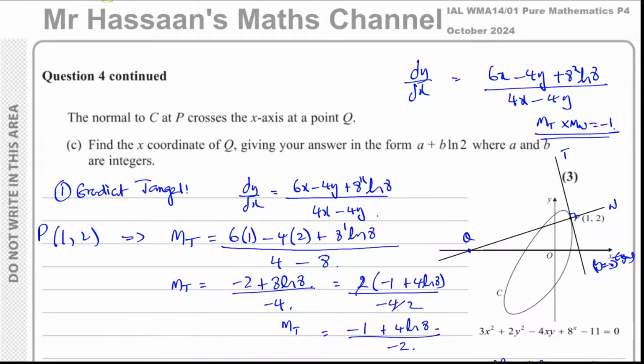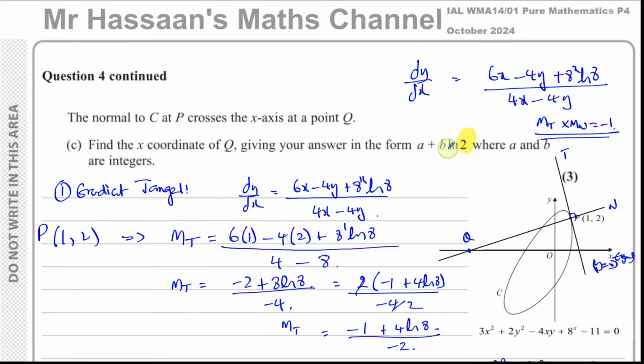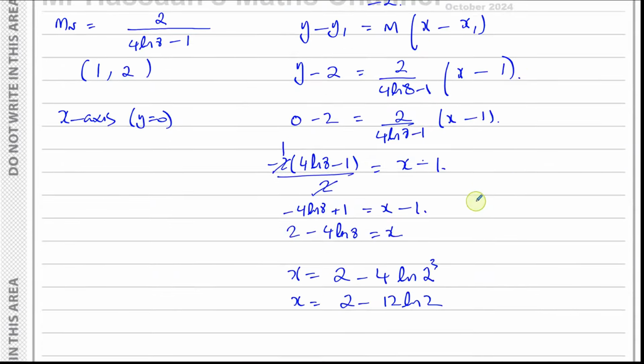Now the question says give the answer in terms of a plus b ln 2. So it has to have a ln 2. I have a ln 8, so I have to rewrite this slightly. I can write 8 as 2 to the power of 3. So x is equal to 2 minus 4 times the ln of 2 to the power of 3, which is the same as ln 8. And I can use the power law: I'll have 3 times 4, which is 12. So I'm left with x equals 2 minus 12 ln 2. So that's what we got, a plus b ln 2. We can say a is 2 and b is negative 12.